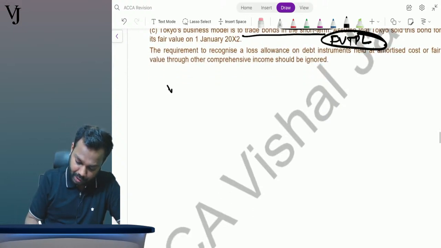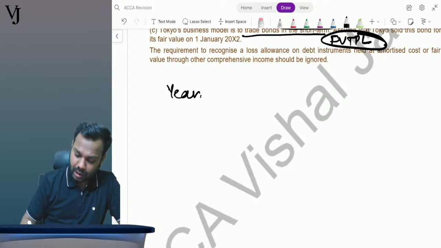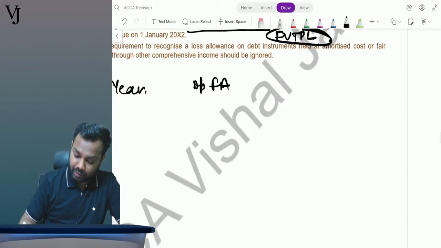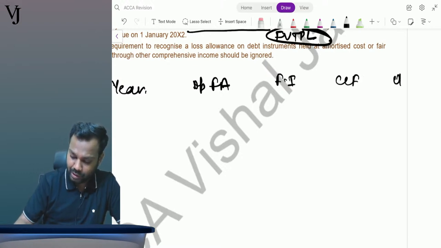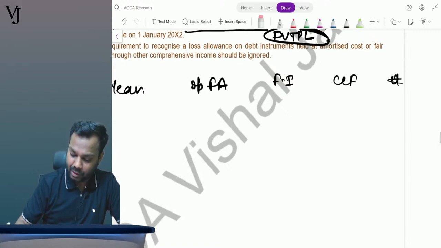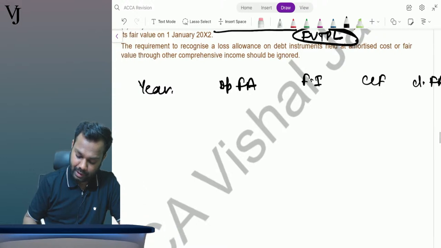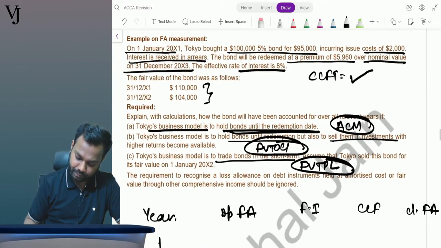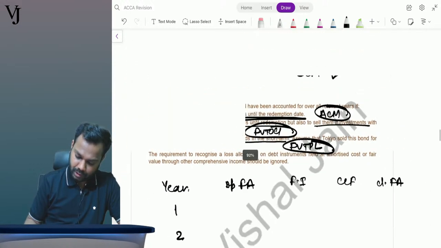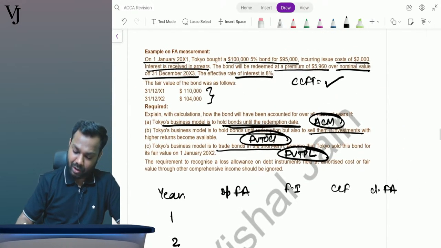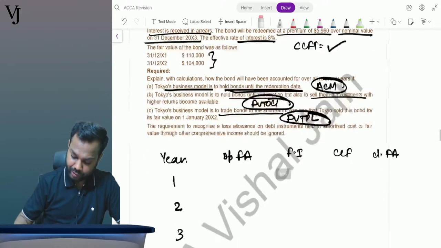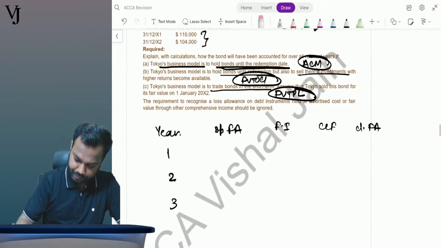Now, year, opening financial asset, finance income, contractual cash flows, and closing financial assets. Year is 1, 2, 3. Tell me, initially I will record my financial asset at 95,000 plus 2,000 is 97,000.